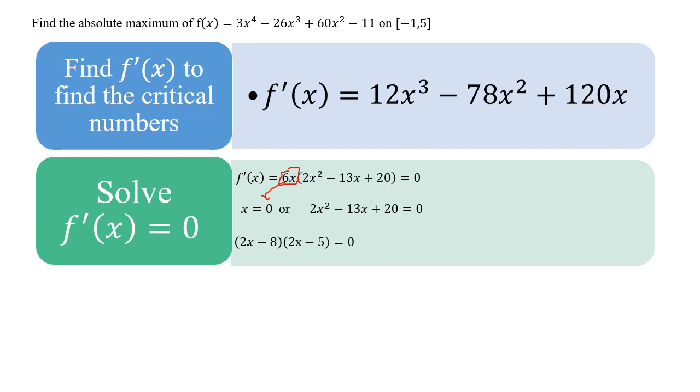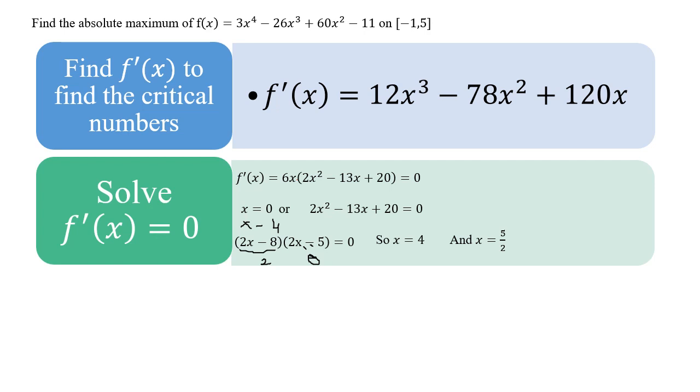Remember, the last step is to reduce. I cannot reduce 2x minus 5, but I certainly can reduce the other factor by 2. And so here we get x minus 4. The other one cannot be reduced, so that gives us x equals 4, and this one is 0, that means that 2x equals 5, which means that x equals 5/2.